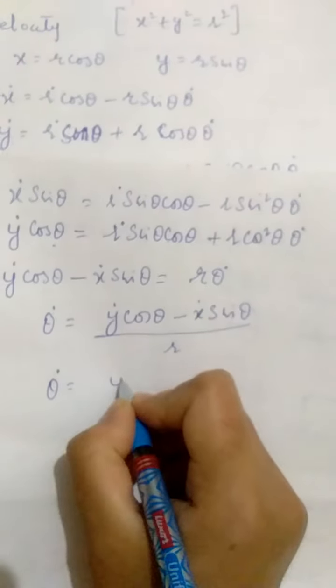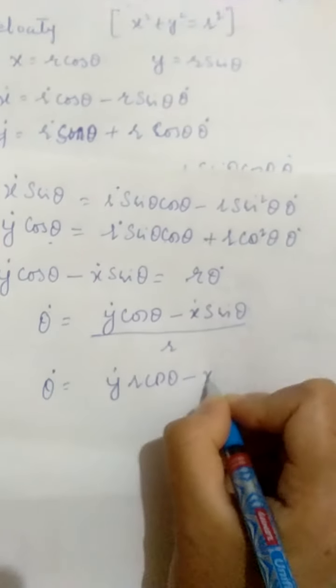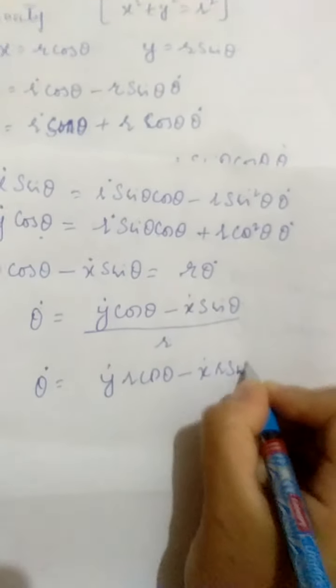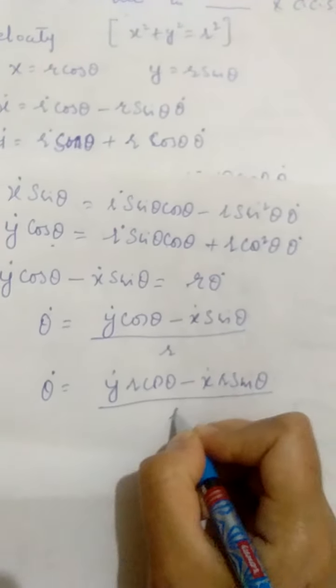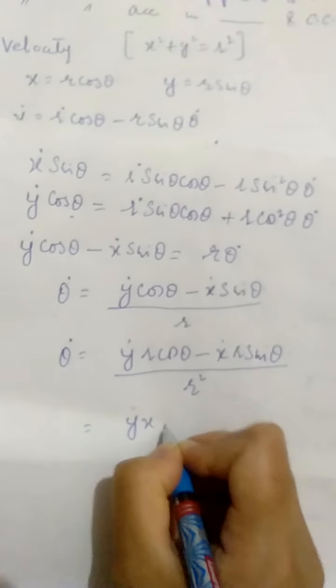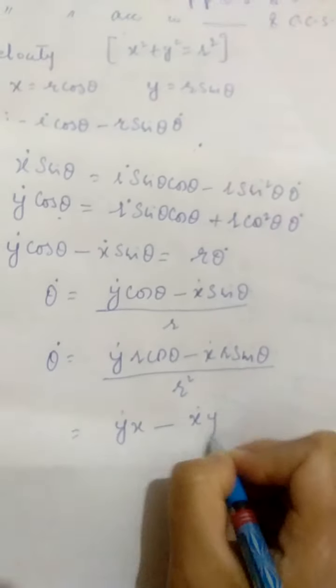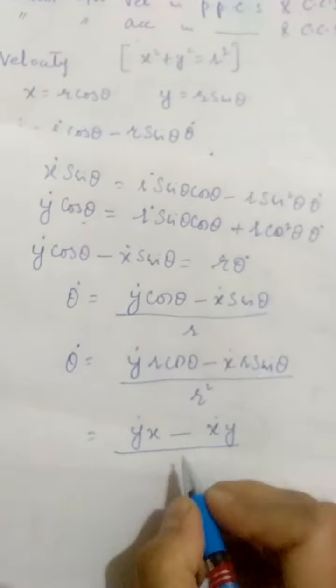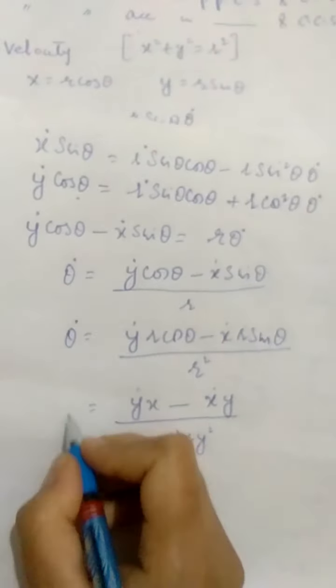So theta dot is (y dot r cos theta minus x dot r sine theta). Since we also have to divide by r, it will be r square. So it is y dot x, because x is r cos theta, minus x dot y, divided by, for r square you can write it is x square plus y square, simply.